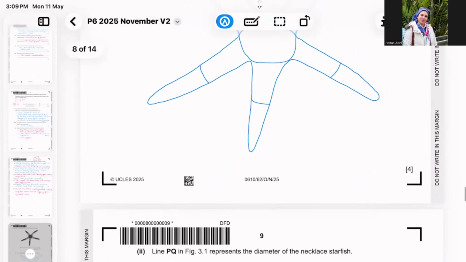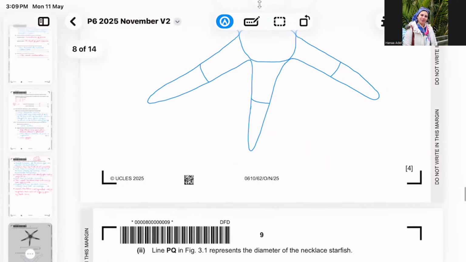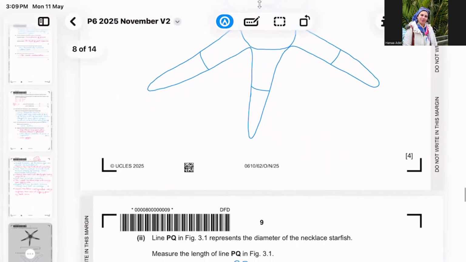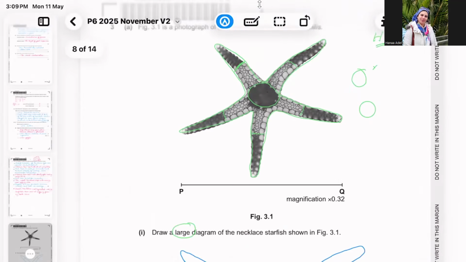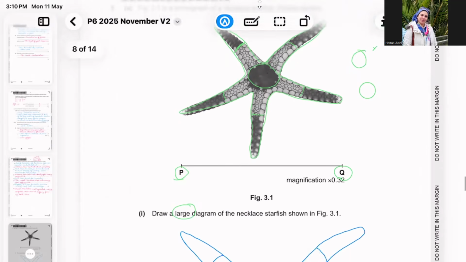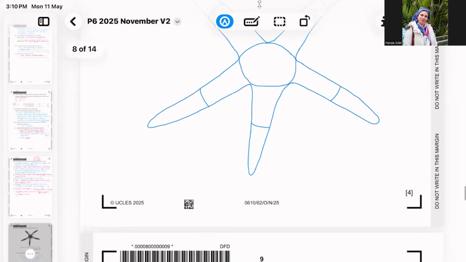Line PQ in Figure 3.1 represents the diameter of the necklace starfish. Measure the length of PQ in the figure. So you have to bring your ruler and measure from P to Q. I know that you use your ruler in centimeters, but you have to convert it into millimeters. You may also find your answer is totally different from the value in the mark scheme, so no problem, because the printed copy is totally different from the paper exam. Your measurement is correct, but you have to convert it into millimeters.